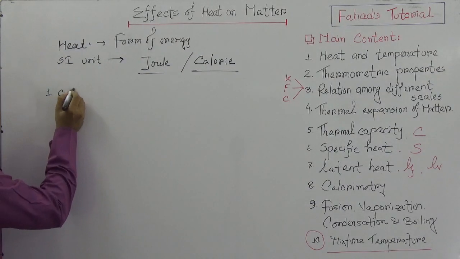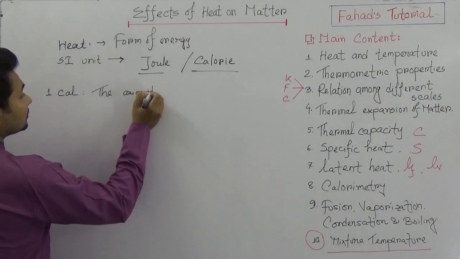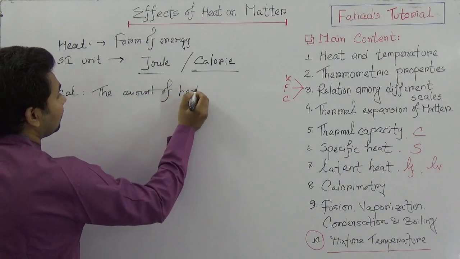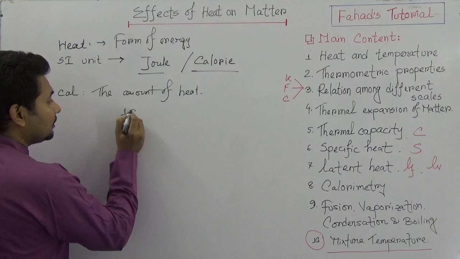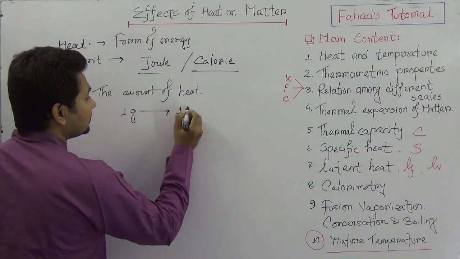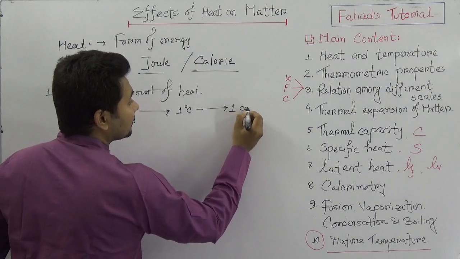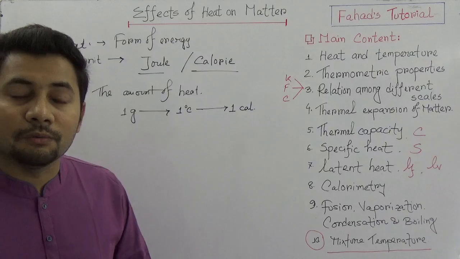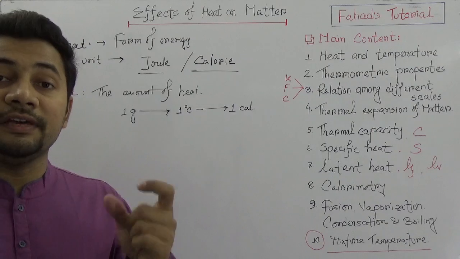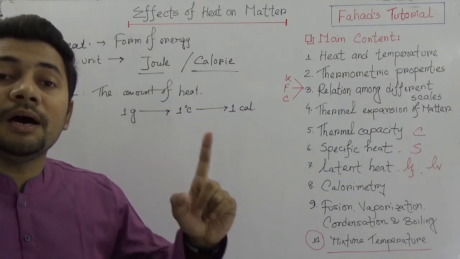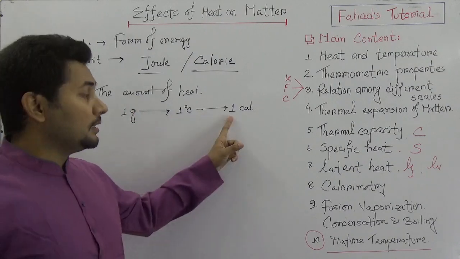1 calorie is the amount of heat that is required to increase the temperature of 1 gram of water by 1 degree Celsius. So what is the definition of 1 calorie? You can say that the amount of heat required to increase 1 degree Celsius temperature of 1 gram of water is 1 calorie.